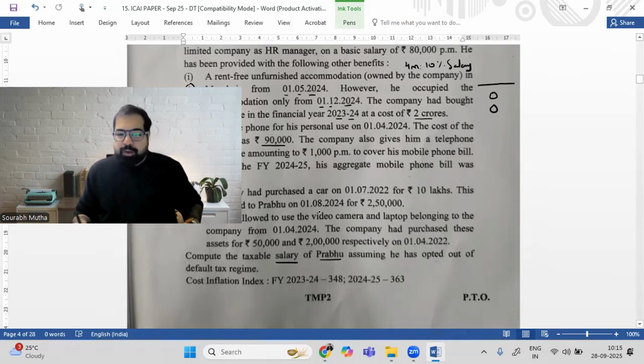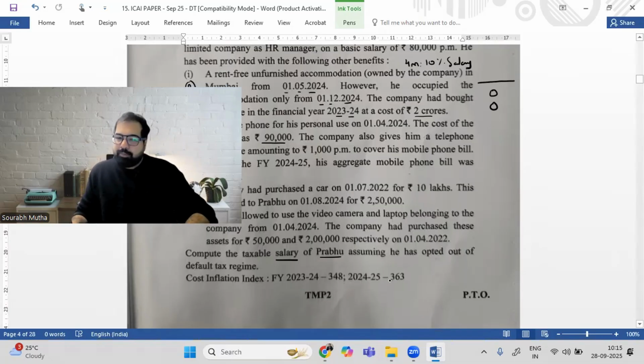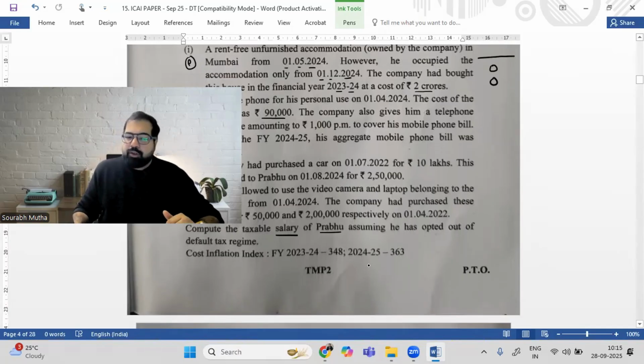This car is sold to Prabhu on the 1st of August 2024 for 2,50,000. As you know, if an asset is purchased or sold by the employer and you get a benefit, that benefit is taxable. Let's see how you calculate the benefit. Basically, you start and you get the WDV. I'm starting with 10 lakh rupees is the value of the car.